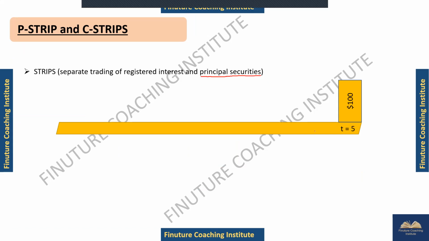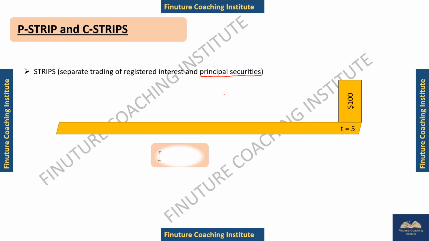This particular diagram is replicating the principal security which brokers or dealers issue after purchasing the actual bond from the Treasury. They issue the principal security as a 5 year zero coupon bond with a maturity value of $100. They'll discount it today and issue it, and investors will buy based on their needs. This was an example of a P strip. And let's see what happens next.